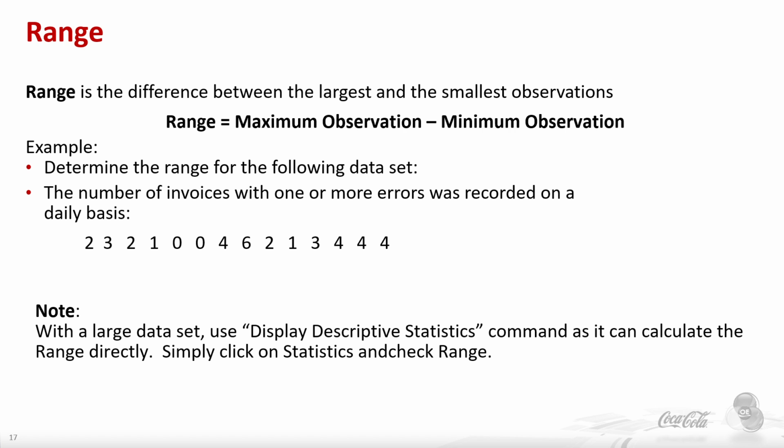Just for an example, down in this slide, you can see a data set where we have different numbers starting from 0 till 6. So the range of this data set will be maximum observation, that is 6, minus minimum observation, that is 0. So the range of this data set is 6. Another note that is very important: with a large data set, we must use the display descriptive statistics command, as it can calculate the range directly. So simply we will click on statistics and we can check the range of any data.